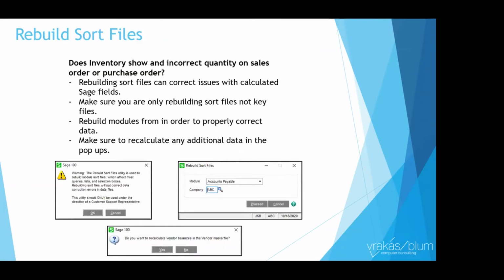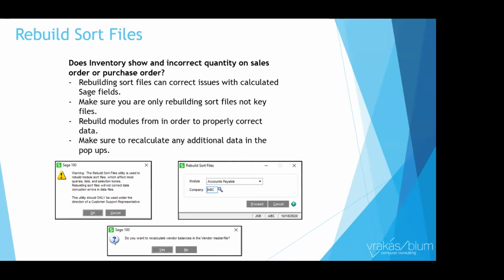This is something I do like to point out to folks because it does come up often enough that I think it's worth it. We have the ability to rebuild our sort files. So what are the sort files? Sort files in Sage are calculated fields that take information from other tables to come up with a number. A really good example of this is in inventory, where you have your on sales order, on purchase order, all of that information down in that bottom grid.